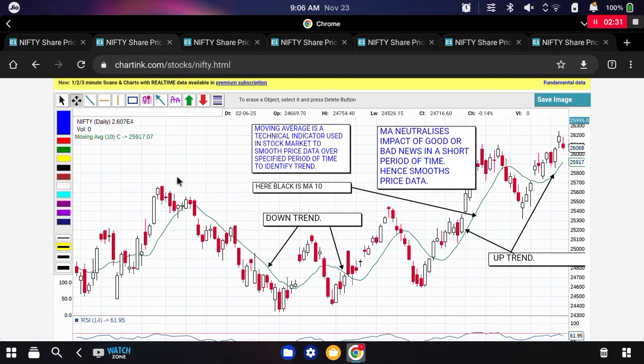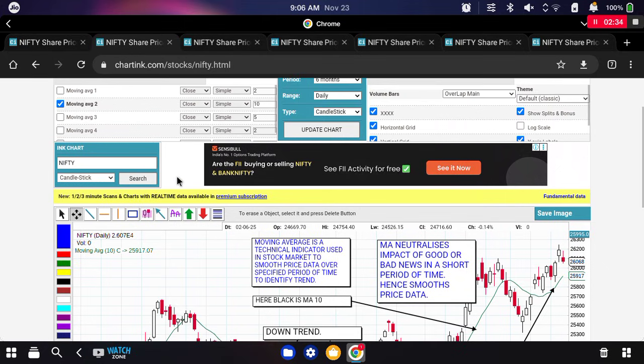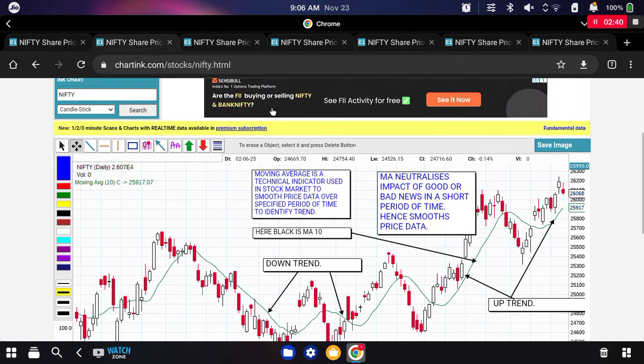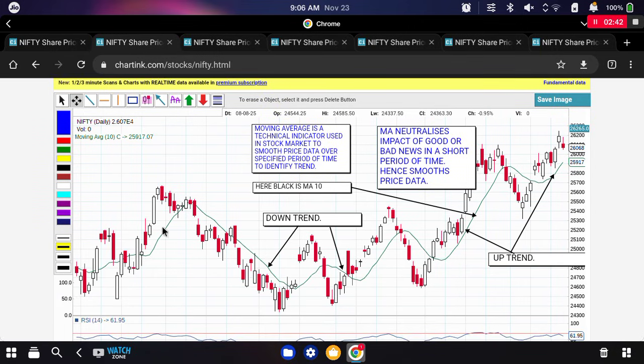Friends, in this chart I have taken, you can see the moving average of 10. This is moving average of 10. The price is moving above and price is moving below the moving average. When the price is above the moving average, it is known as uptrend. And when the price moves below the moving average, it is known as downtrend.